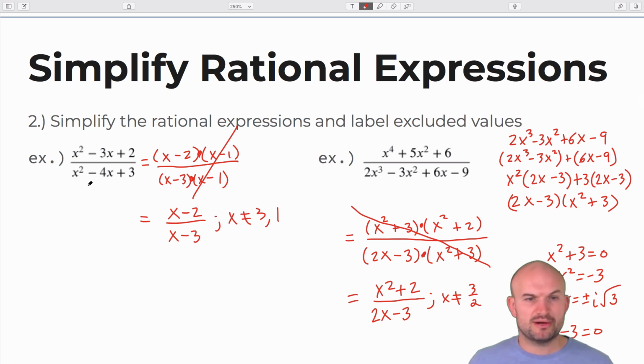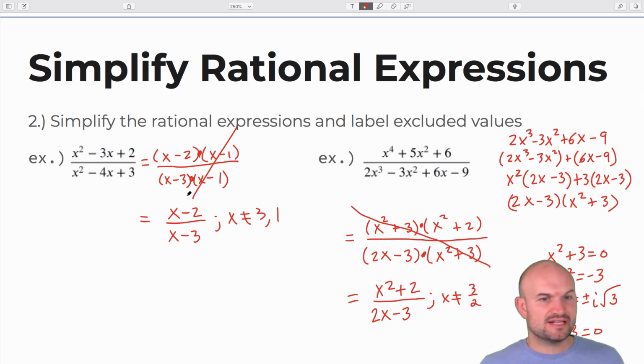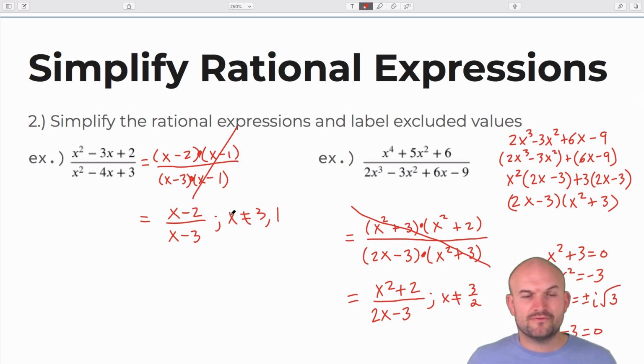They can factor the numerator, factor the denominator. We see that the x minus 1s divide out. However, that doesn't mean the excluded value divides out, because 1 still makes my original denominator 0. So I just leave x minus 2 over x minus 3. And therefore, x cannot equal 3 and 1. Those are going to be my excluded values. And you can see from those factors, obviously those are going to make each of those factors equal to 0.